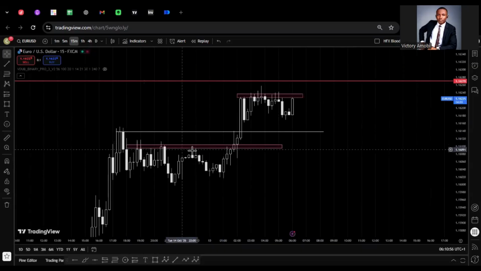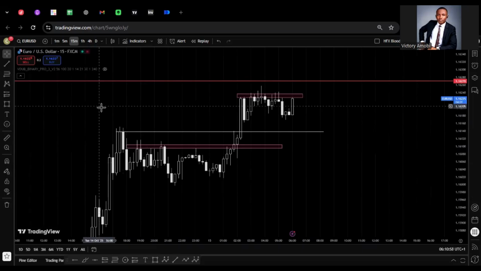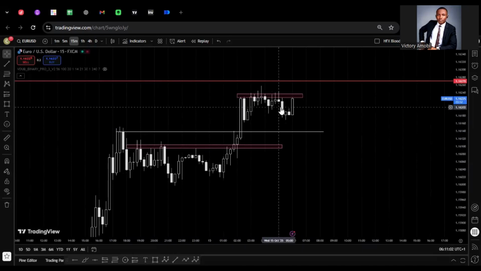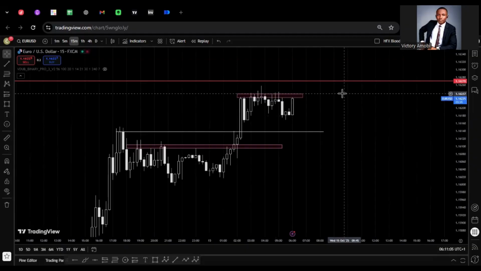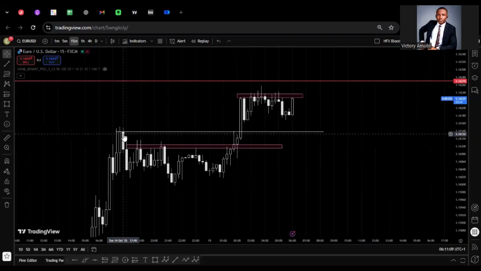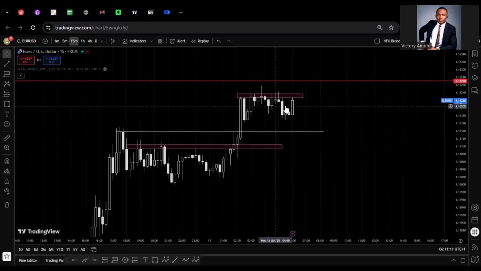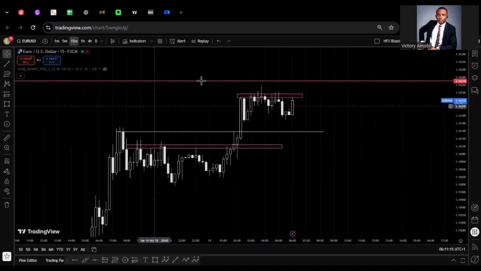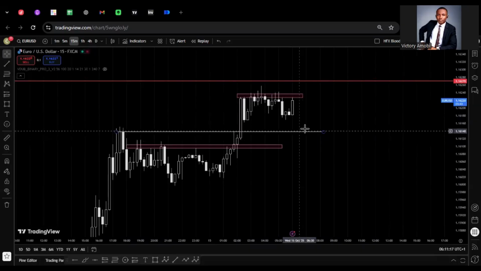Because I also see a very interesting zone here. What I'm seeing here, these two zones are basically break and retest. These are zonal setups, which is once a support is broken, it becomes a new resistance. Once a resistance is broken, it becomes a new support, just like what we have here, right?